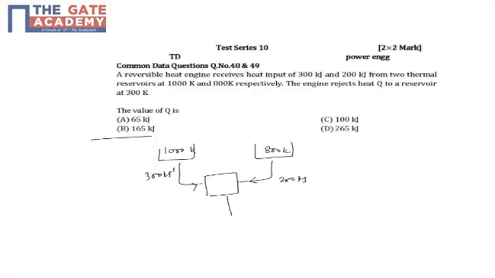Now it rejects heat to a reservoir that is at 300, that is a sink. Now there are two reservoirs as against the conventional case, which you would have seen, with one reservoir which is a source and one which is a sink. So here there are two sources and one sink. So now how do you proceed to find out?